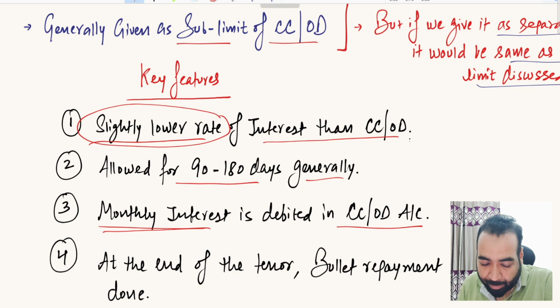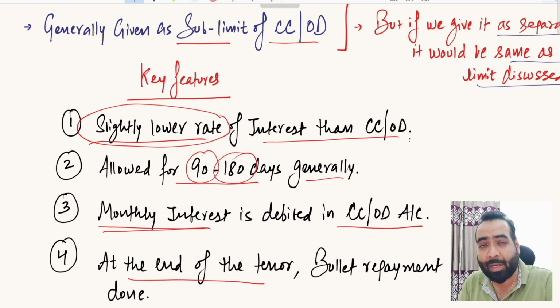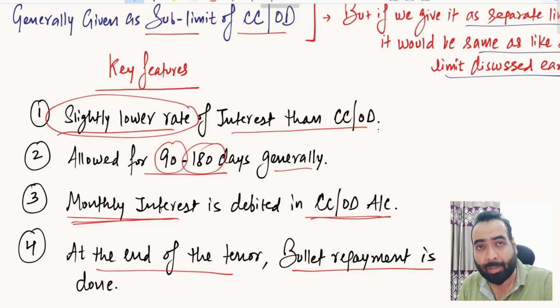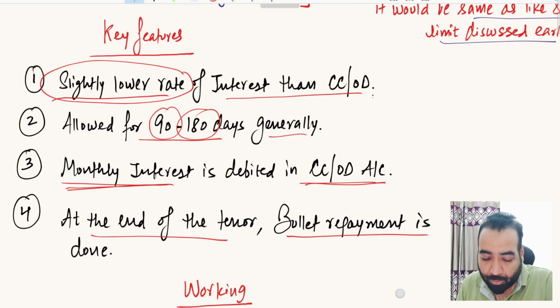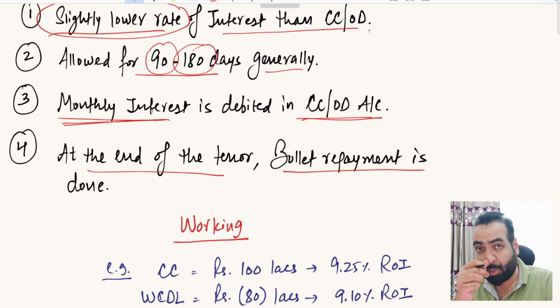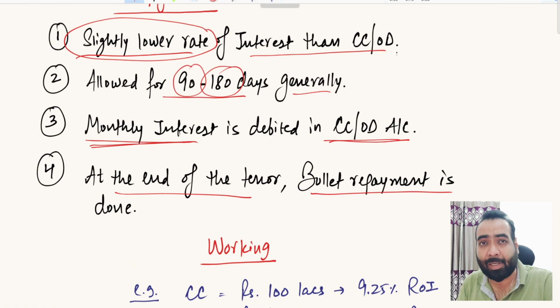So at the end of the tenure, when your 90 days or 180 days expires, you have to make the payment in full of the WCDL amount. The principal amount is paid in full. Only the monthly interest is paid by you, but at the end of the tenure, all the principal amount is paid back in full. So it is called bullet repayment, right? Now we will understand how WCDL works, and how this facility benefits both entrepreneurs and the bankers.